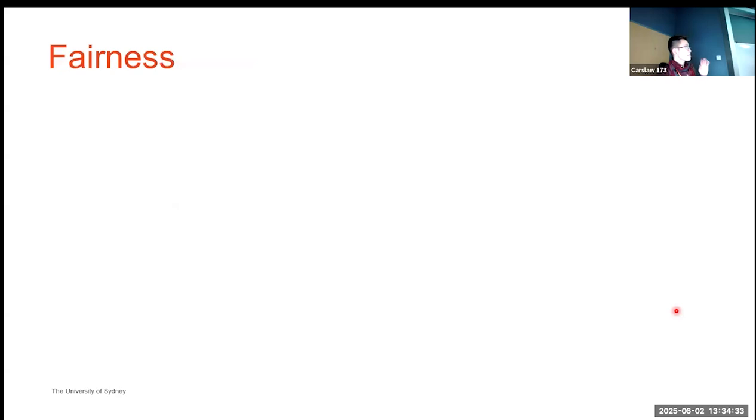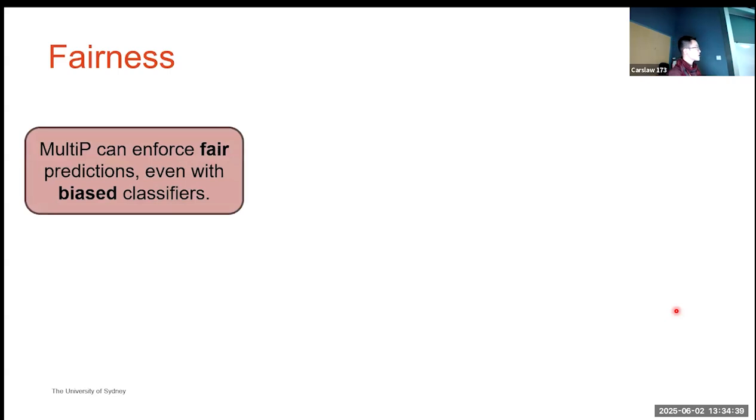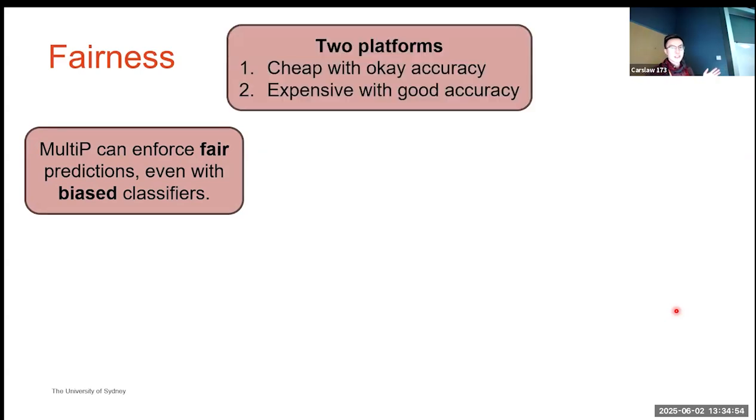And then just one final thing about these pathways is that we also show that by using these clinical pathways, we can ensure that we have fair predictions, even if your individual models are biased. To show how this works, you can imagine a context where we have 2 platforms, and you can imagine one of them is a cheap platform with a decent accuracy, and another platform is a bit more expensive, but it's your more reliable test. And this is quite a common scenario where you have a really cheap screening tool and a more accurate tool afterwards.